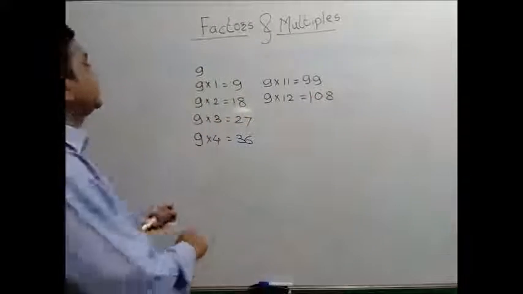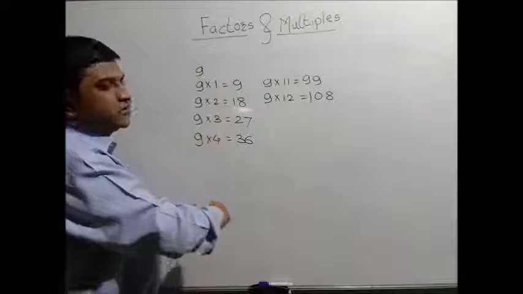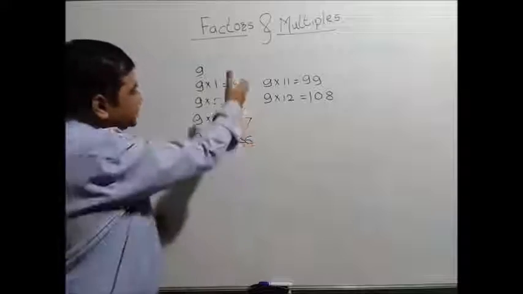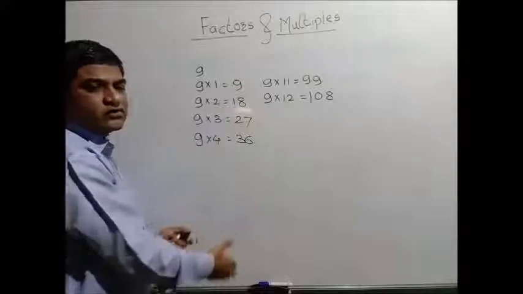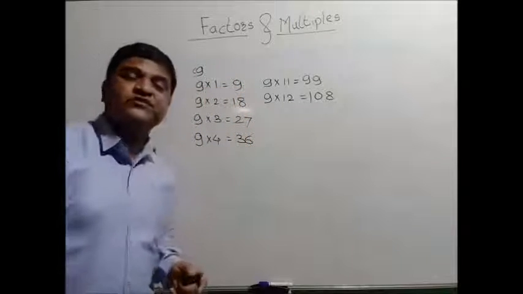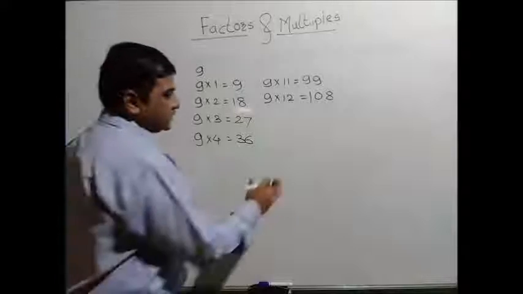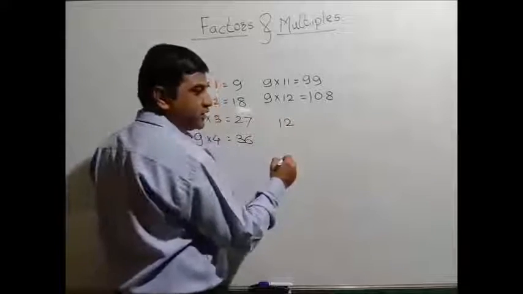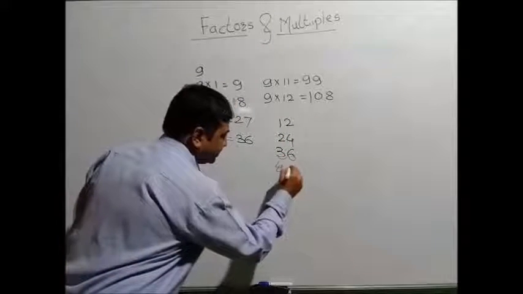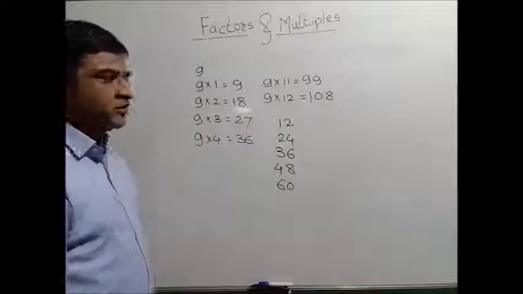So we find that when a number is multiplied by any other number, for example 1, 2, 3, 4 and so on, we get the answers 9, 18, 27, 36. These are known as the products, or directly as the multiples of 9. So I say that 9, 18, 27 and 36 are the first 4 multiples of 9. If I say find the first 5 multiples of 12, then I will write that 12 ones are 12, 12 twos are 24, 12 threes are 36, 12 fours are 48, and 12 fives are 60. Now these are the first 5 multiples of 12.